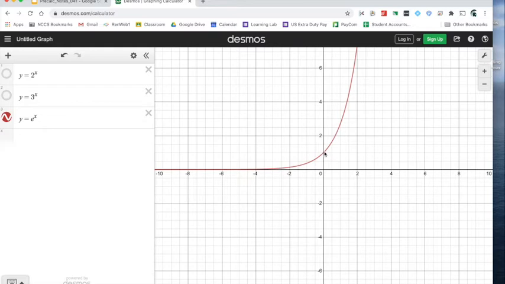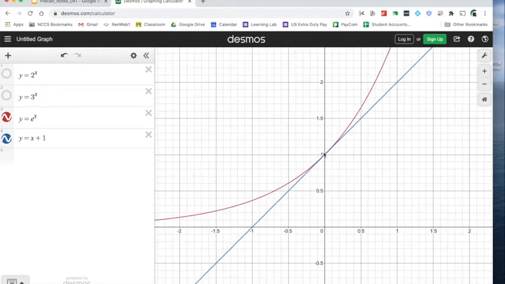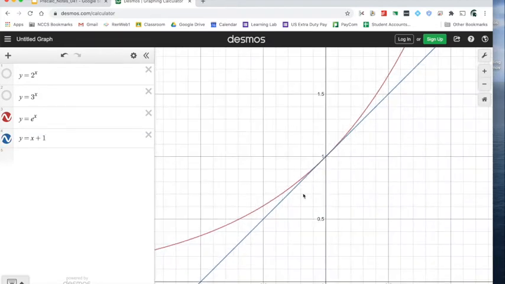For example, right here at 0, 1, the value of the function is 1, and the slope of the function is 1. So I could write a tangent line with a slope of 1 that goes through that point, and notice that it acts just like a tangent line from geometry, where you talked about lines tangent to circles that only touched in one place. Well, this line y equals x plus 1 only touches in one spot, right there at 0, 1. So at 0, when the value of this function is 1, the tangent line slope is also 1.